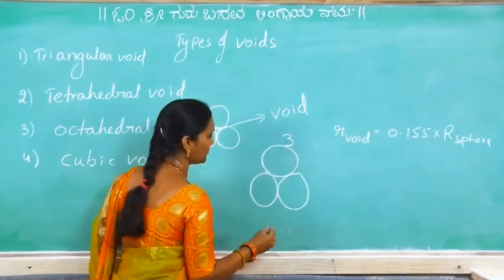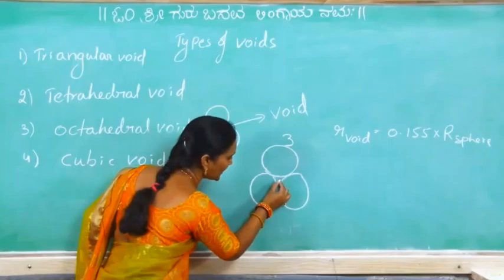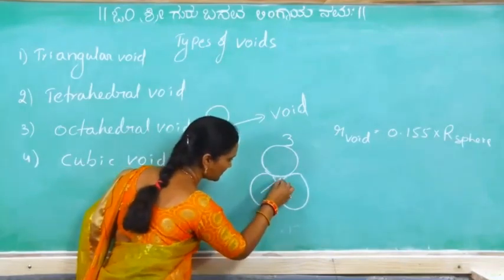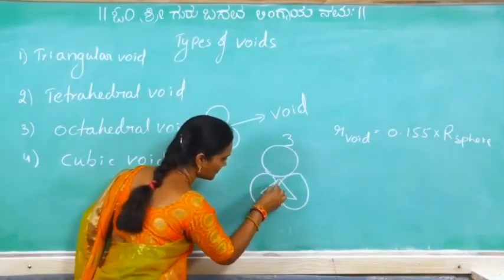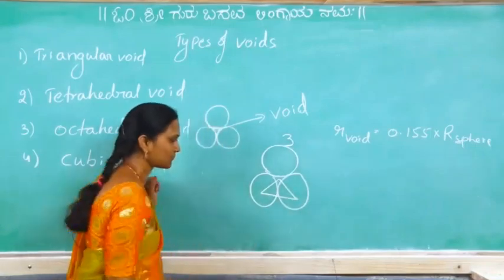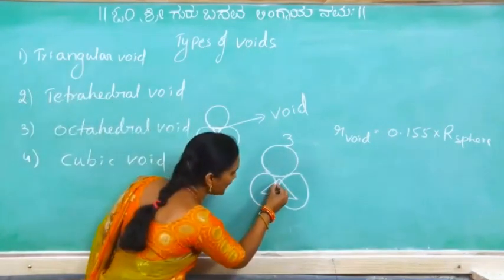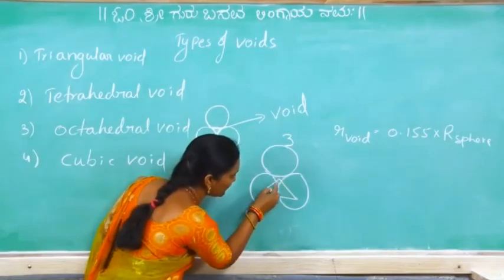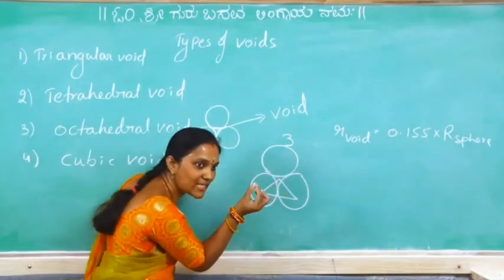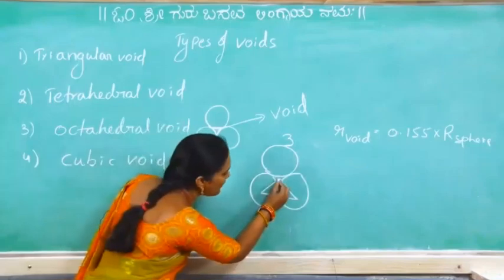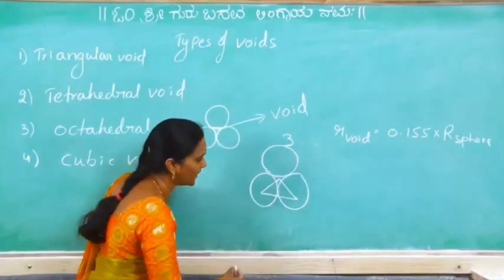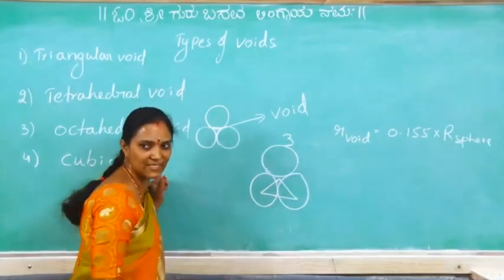This is a triangular void. Radius of this void required, one triangle. Now this part, if you observe, it is the radius of the void, half of the distance. From the center I started. Half of this distance, radius of the void. Half of this, radius of the sphere.